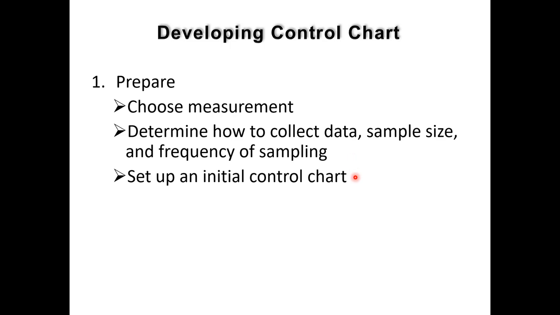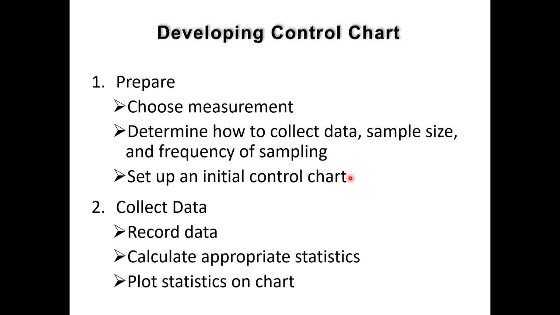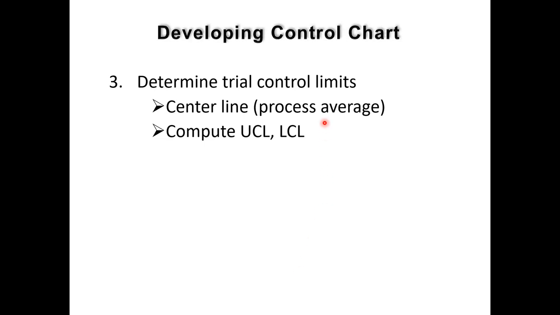Yeah, you're going to look at this later on. Then, when you collect your data, say for example, you have finished with your data collection, you come to the point where you record all this data and you're going to compute the appropriate statistic. Yeah, in most cases, you're going to compute mean and standard deviation, and you're going to plot all these values on a chart. So this is what you call a control chart. Then you will determine trial control limits.